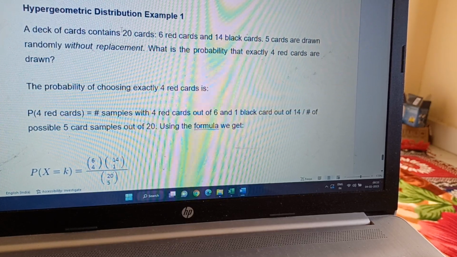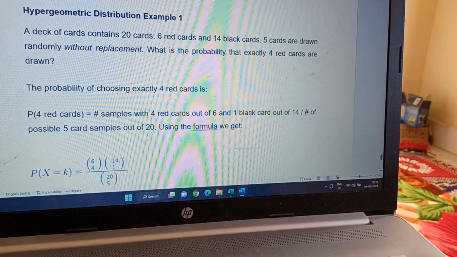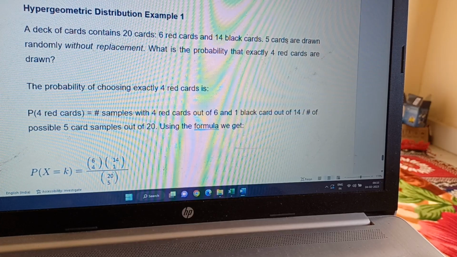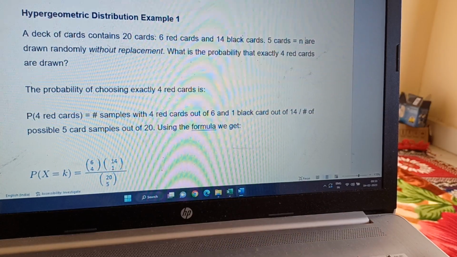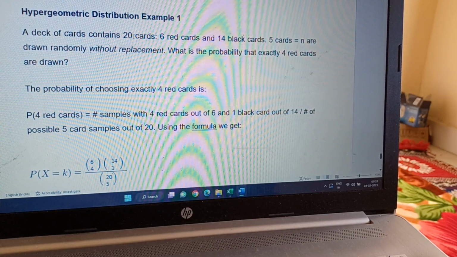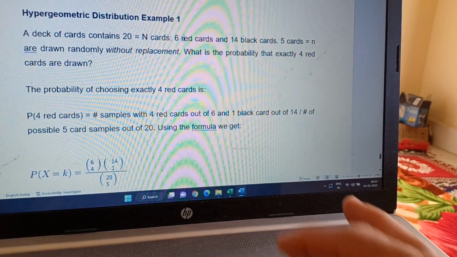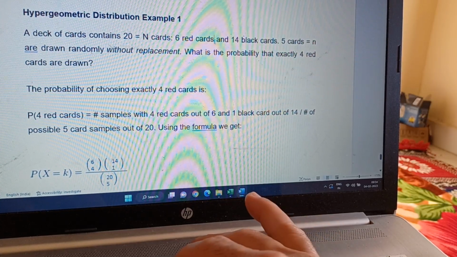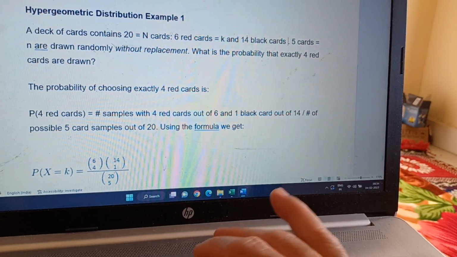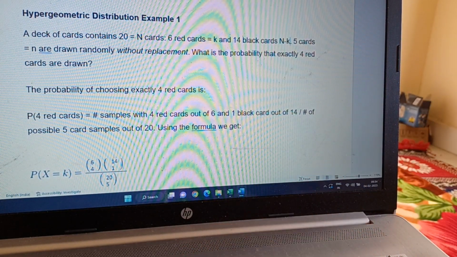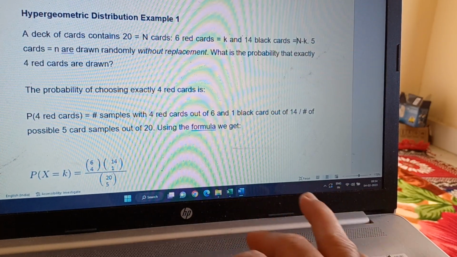So this becomes 6 plus 14 is equal to 20. Now out of k, 5 cards are drawn, means this is the small n. 5 cards is equal to small n. And the large one is equal to large N, and 6 is the number of red cards, which is equal to k, and 14 black cards, which is equal to N minus k.